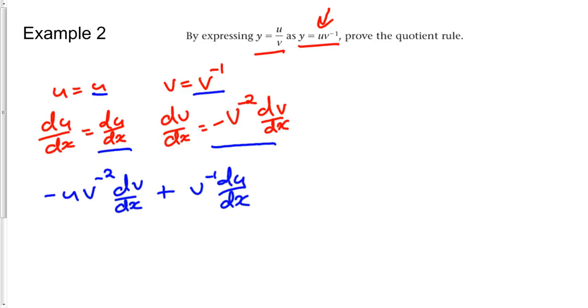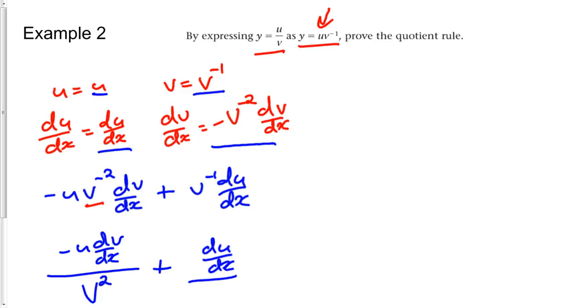So because we've got here v to the power of minus 2, we're going to put that on the bottom. So it's going to be minus u dv by dx over v squared. If we do the same with the second function, we're going to write that as du by dx over v.